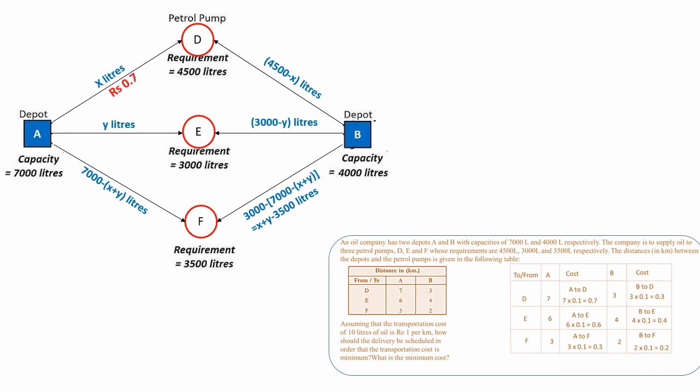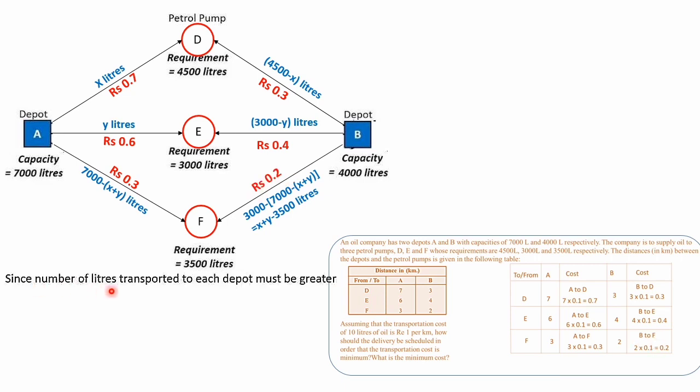Then the cost of transportation, that we have to use this table and write. From depot A we have got 0.7, and next is 0.6 that is written, and next is 0.3 that we have written here. The next is 0.3 again, and D to E, that is 0.4, and here it is B to F, that is 0.2.